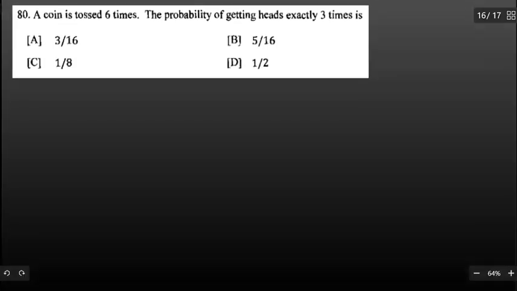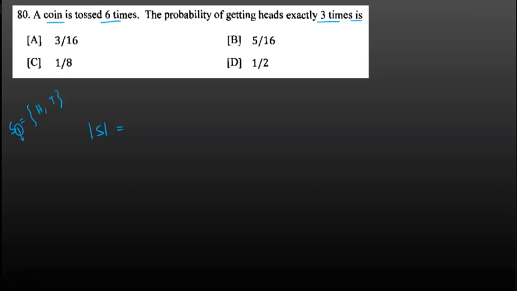And the next question says, a coin is tossed 6 times. The probability of getting heads exactly 3 times is. So a coin is tossed 6 times. What will be the size of the sample space? A coin has two probable outcomes, that is head and tail. So on tossing the coin only once, we get 2 outcomes. So for tossing 6 times, we get 2 raised to the power 6, that is 64 outcomes.